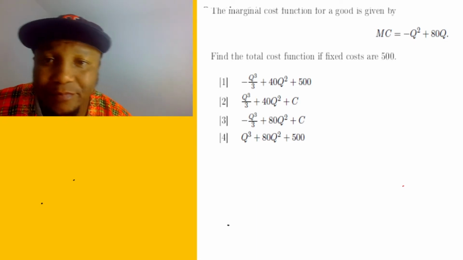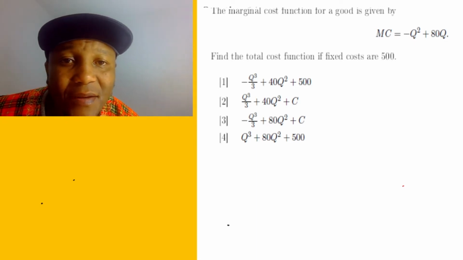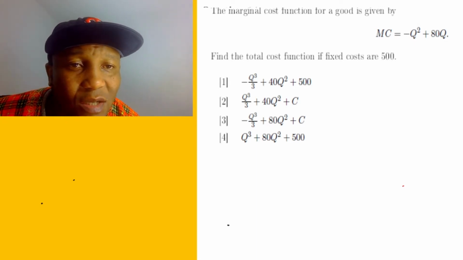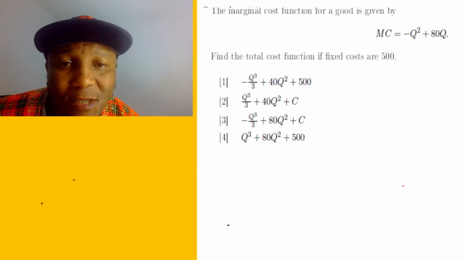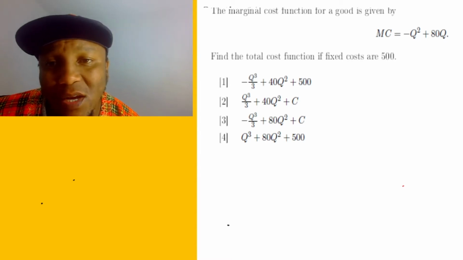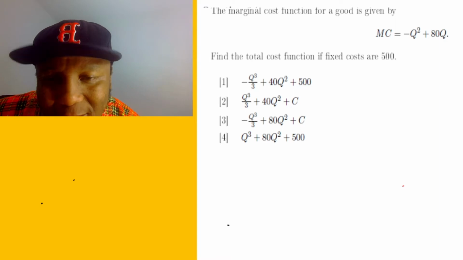Let's get started. Let's say the marginal cost function of the goods is given by this one. So this is a marginal cost function. Find the total cost function. I'll show you now. Easy, very easy.